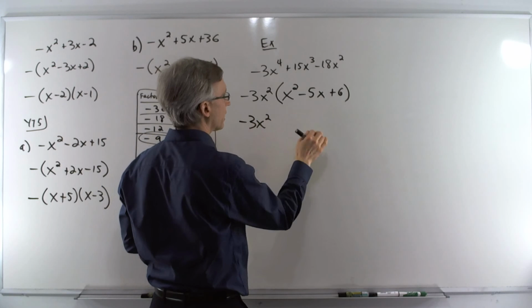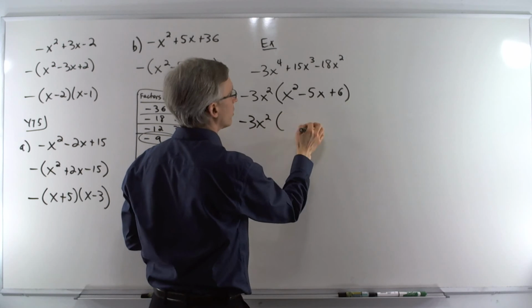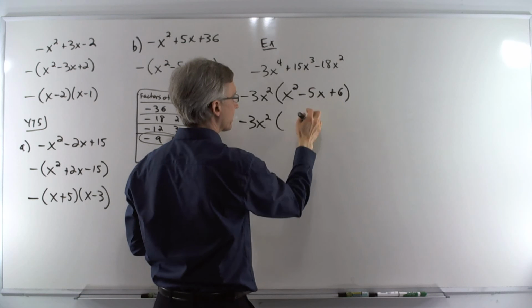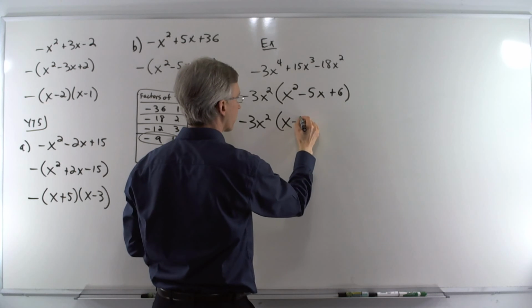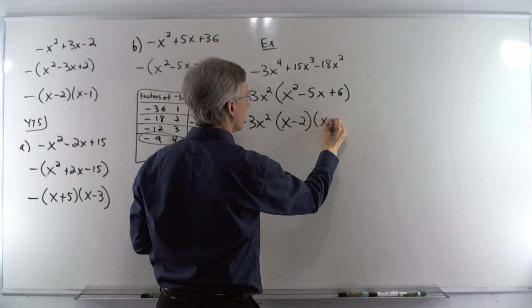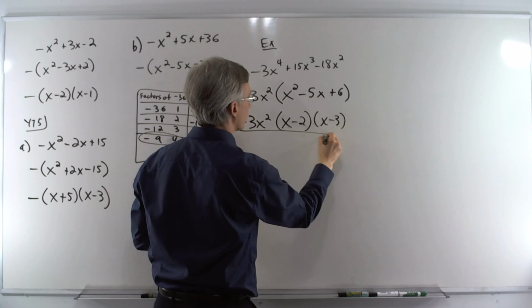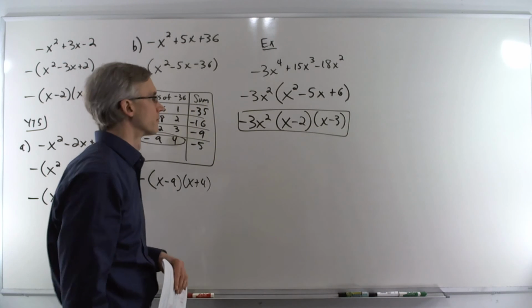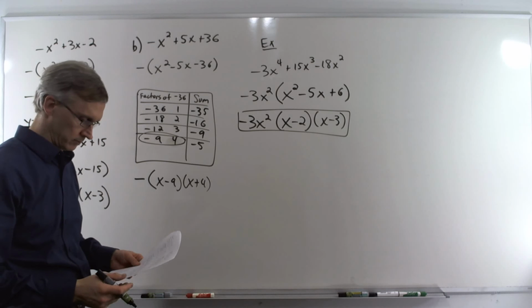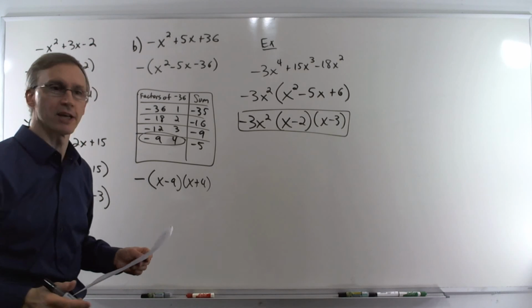Keep that one on the outside, and we've seen this one before. We need two numbers to multiply to get 6 and add to get negative 5, that is negative 2 and negative 3. So x minus 2, x minus 3. And there's the fully factored form. Your turn, number 6.